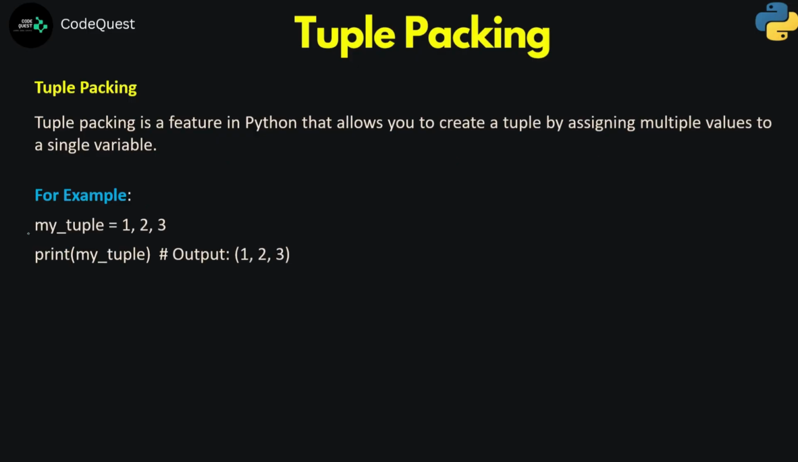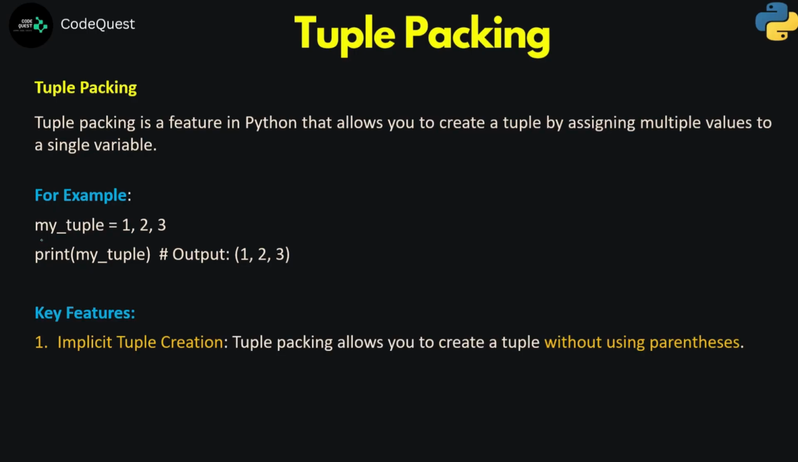So for example, when I'm writing some variable here, my tuple equal to 1, 2, 3, we have given multiple values to a single variable. So this automatically is going to create a tuple here. You can see the output is enclosed within parenthesis, which indicates that yes, this is a tuple. Now, what are the key features here?